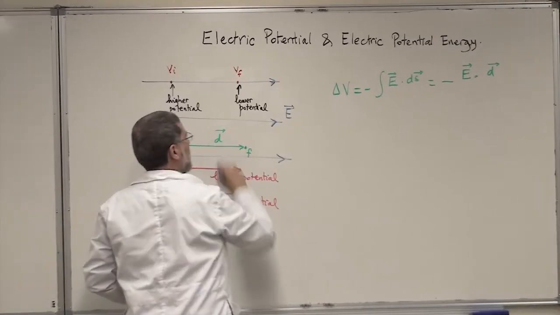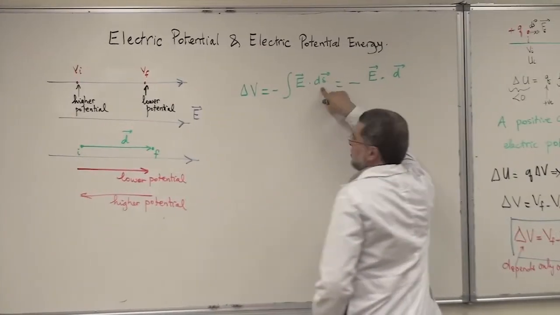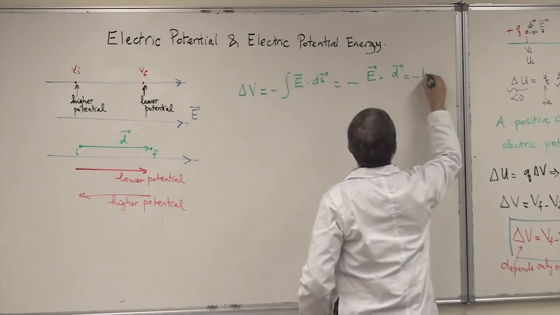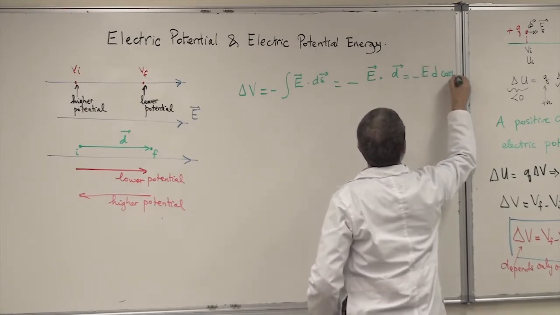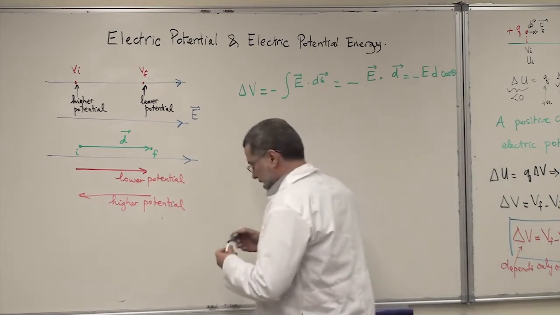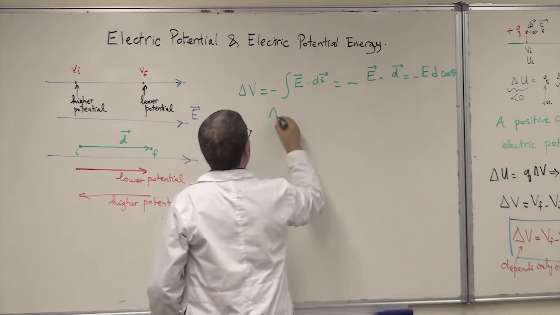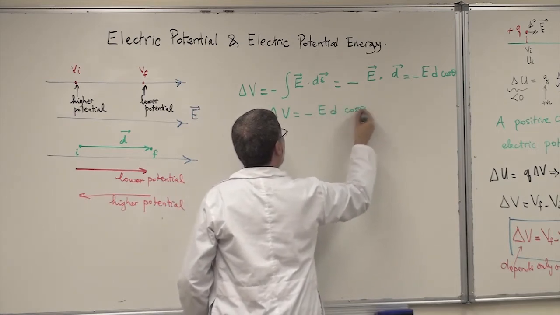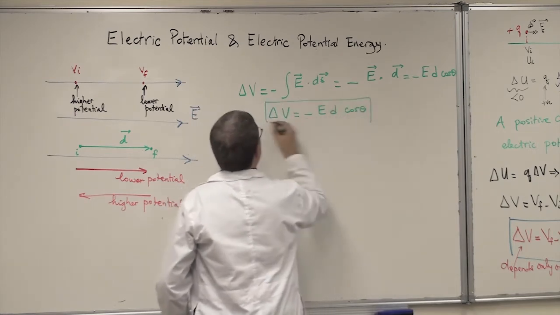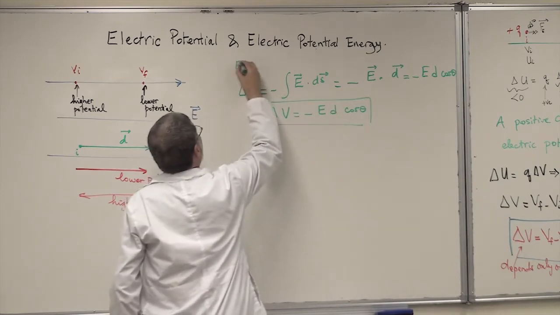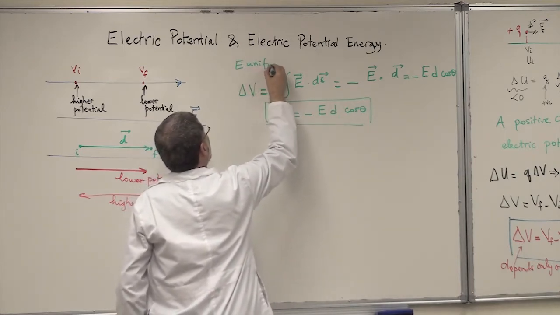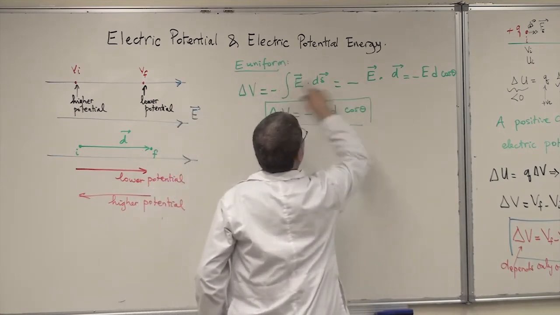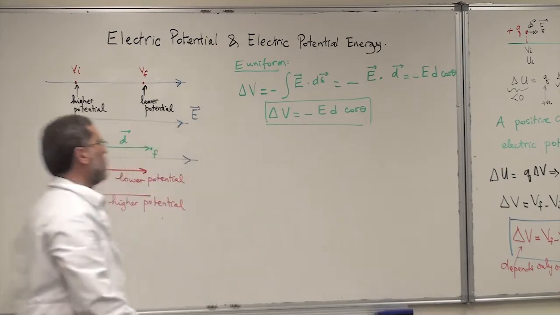I call this one d here. This is my displacement, because the integral of ds will give me the displacement d between I and F, and of course this will be minus E d cosine of theta. So delta V for a uniform electric field is minus E d cosine theta. Very important. We have to write here E uniform so that you don't make a mistake, because we are taking E outside the integration. So it has to be uniform.